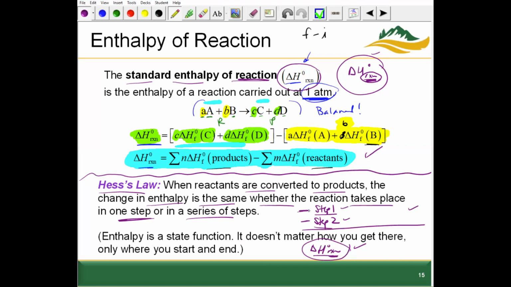It doesn't matter exactly what happens in step 1 or step 2, just what we get to in the end. Does this ring a bell? Enthalpy is another one of our state functions. It doesn't matter how we get there, only where we started and where we end up. So we'll do an example of Hess's law, and we'll come back and do an example using this formula too in the next part in chapter 6.